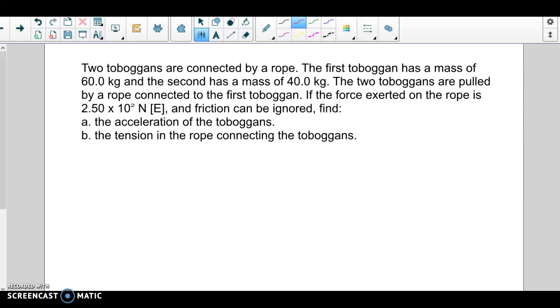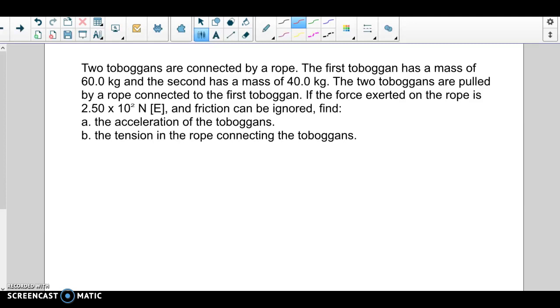In this example, there are two toboggans that are connected by a rope. The first toboggan has a mass of 60 kilograms and the second has a mass of 40 kilograms. The two toboggans are pulled by a rope connected to the first toboggan. If the force exerted on the rope is 250 newtons east and friction can be ignored, find A, the acceleration of the toboggans, and B, the tension in the rope connecting the toboggans.